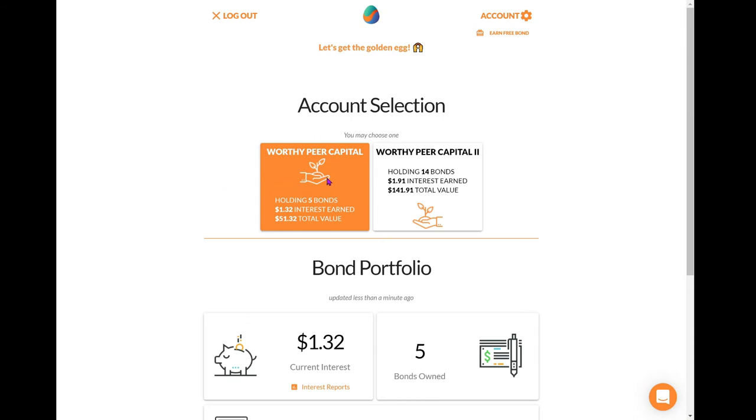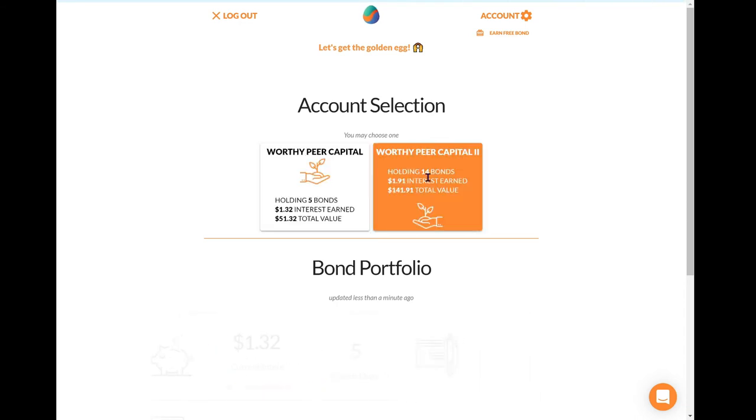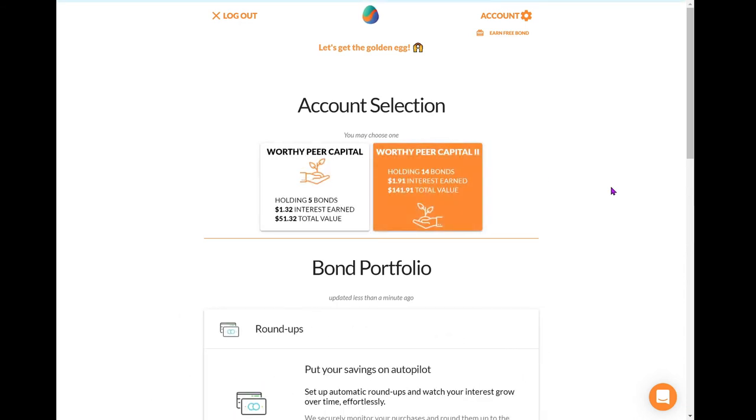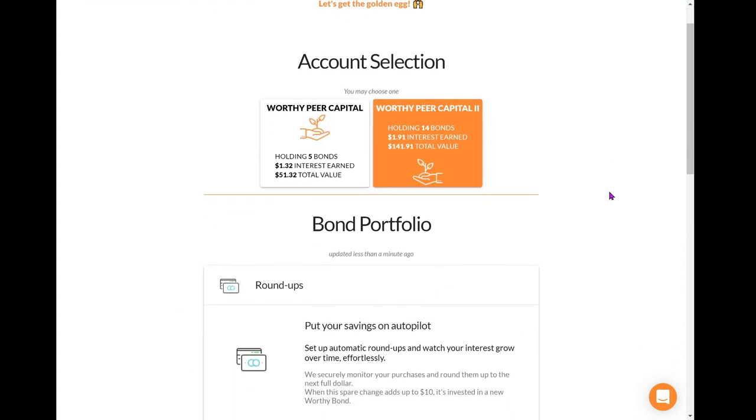Has Worthy Peer Capital 1 have $51.30 total value, earned $1.32. That one, I can't buy any more bonds because it was closed out. I only have five, and I will always have five until the 36-month period is up.